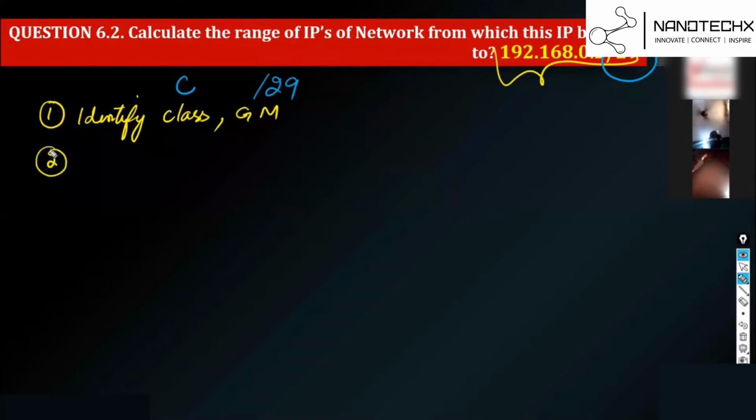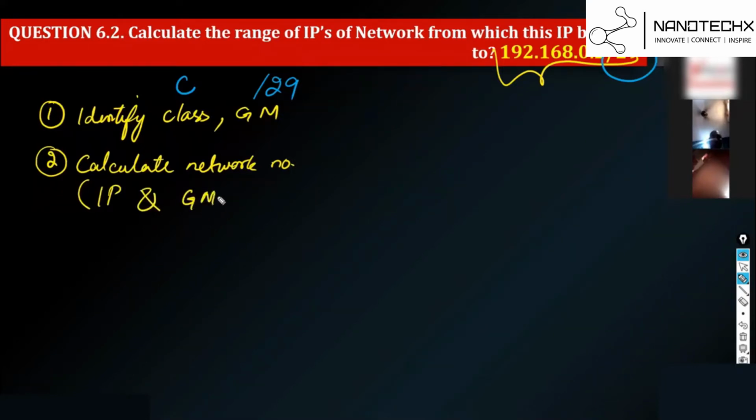Step number 2, we have to calculate the network number. So how do we calculate the network number? We just discussed. What we have to do is write the IP in binary, and then perform the AND operation with its given mask, meaning its subnet mask. Very easy. Right? So let's do it.